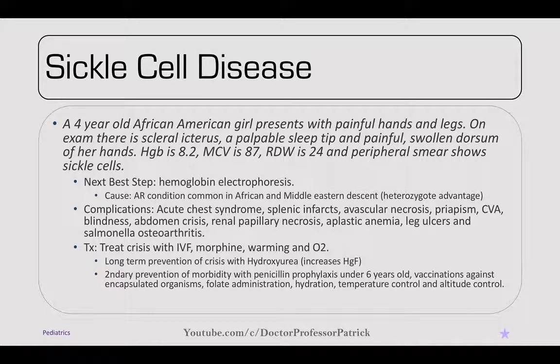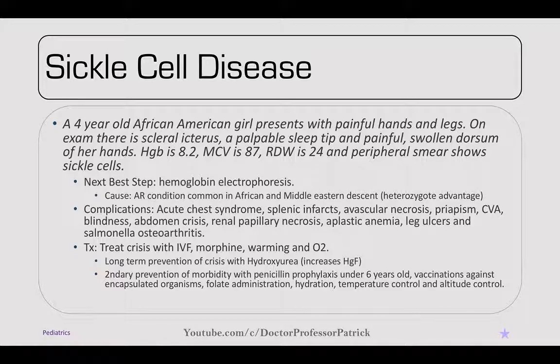For sickle cell disease, we've got a case of a 4-year-old African-American girl with painful hands and legs. So dactylitis is the most common presenting symptom. On exam, there's scleral icterus, a palpable spleen, and painful swollen dorsum of the hands. Hemoglobin is 8.2, MCV is 87, and RDW is 24, and peripheral smear shows sickling of the cells. So confirmation can be done with hemoglobin electrophoresis.